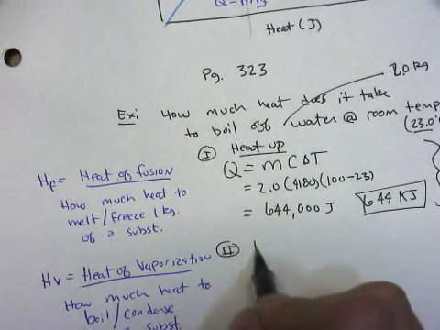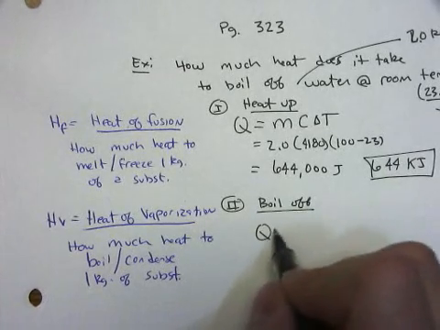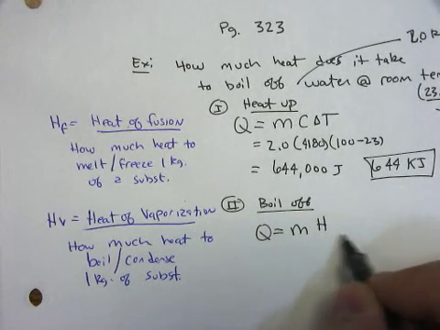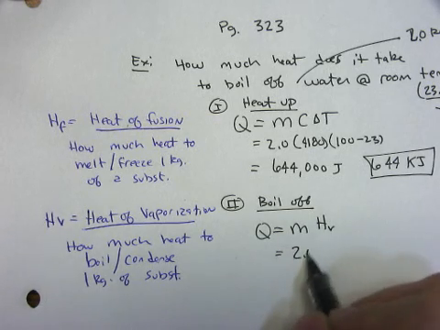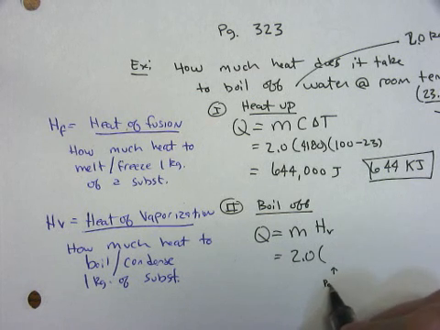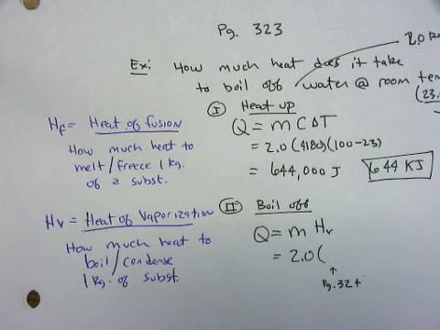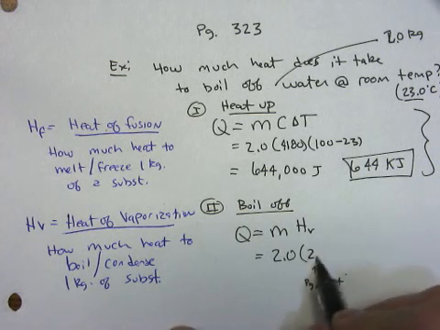Step 2, boil off. Now I'm going to use Q equals mH_v. My mass, assuming I don't lose anything, is still 2. And you have to look up the heat of vaporization for steam, which can be found on page 324. The heat of vaporization for steam is 2.26 times 10 to the 6.